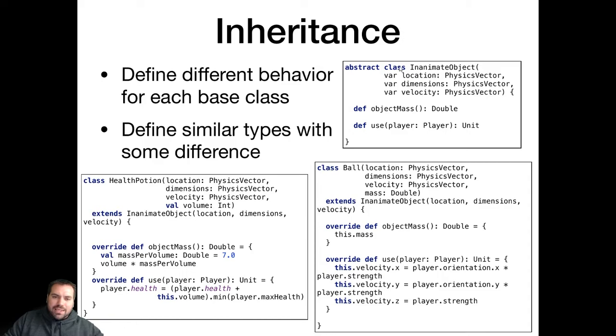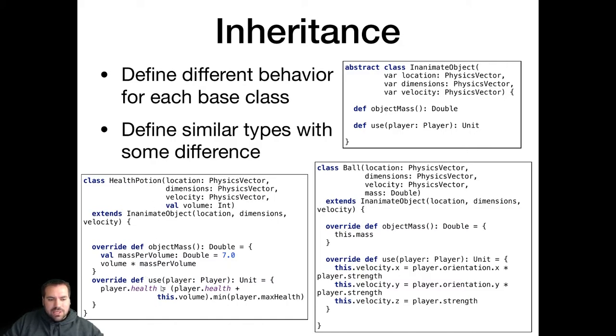So abstract class, part of this is following this contract. Object mass, it returns a double. Use takes a player, returns unit. If you're extending inanimate object, you have to implement those methods. You have to guarantee it. The compiler will guarantee that you do implement these methods. So in health potion, we got this contract.